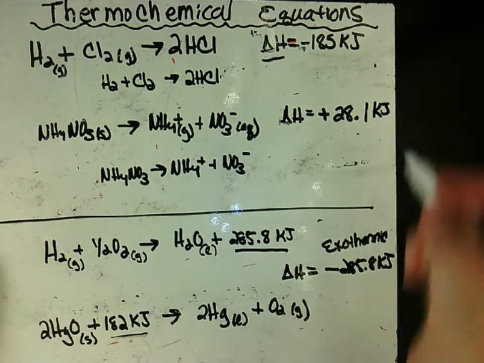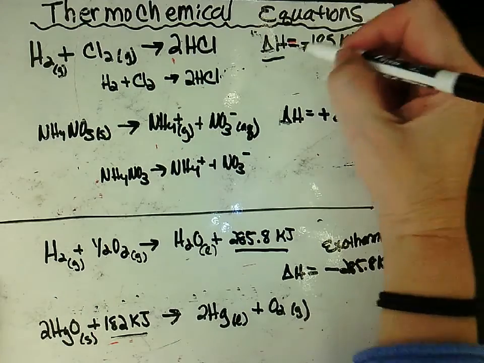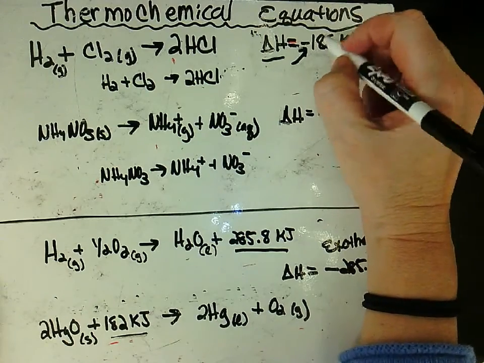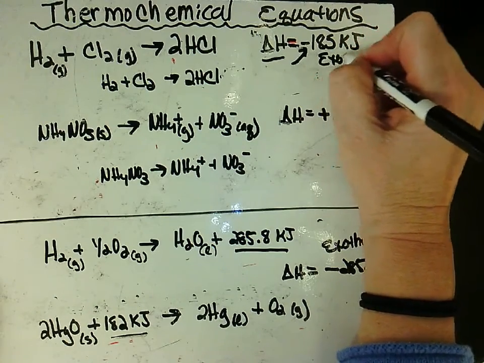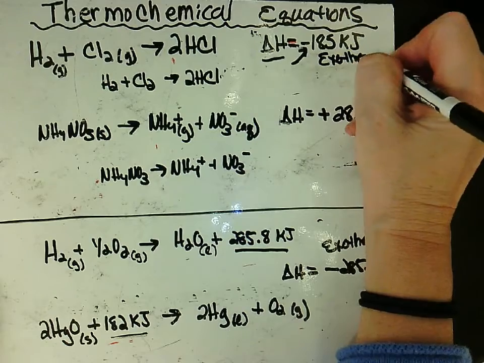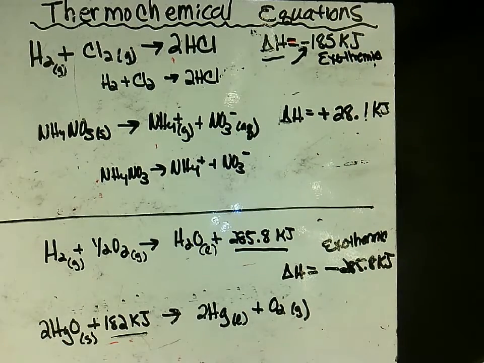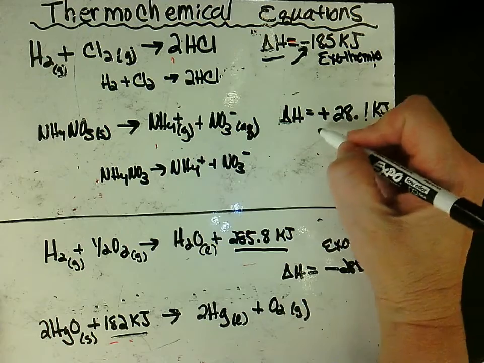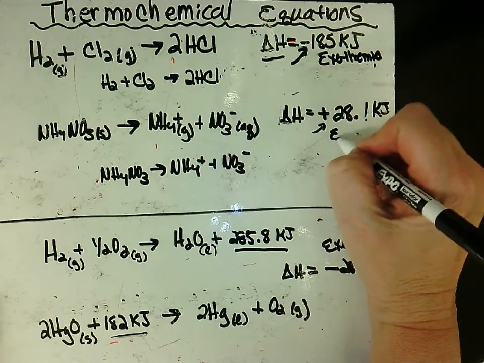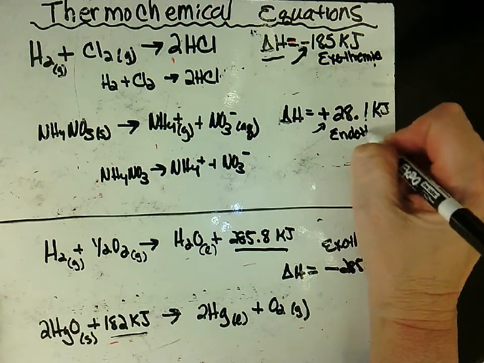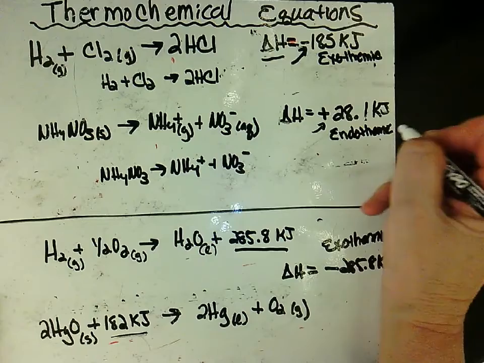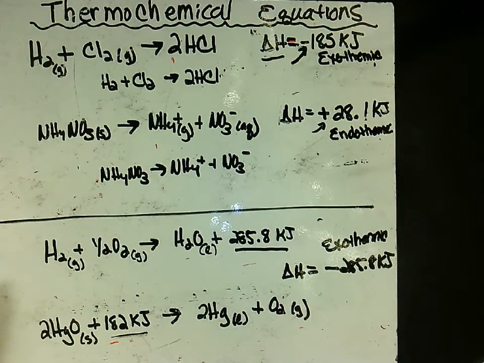The other thing we talked about is we have a delta H that's negative. So we have a negative sign. That is going to be exothermic. And that means the energy is going to be leaving the system or leaving the reaction. On the other hand, if delta H is positive, that's going to be endothermic. And that is where the energy is entering the system.